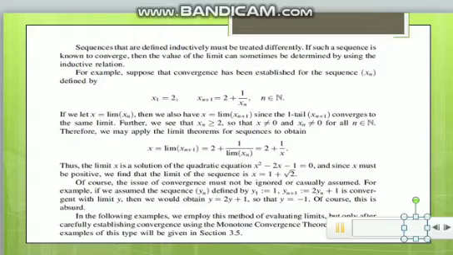In the following example, we employ this method of evaluating limits, but only after carefully establishing convergence using the monotone convergence theorem. Additional examples of this type will be given in section 3.5.